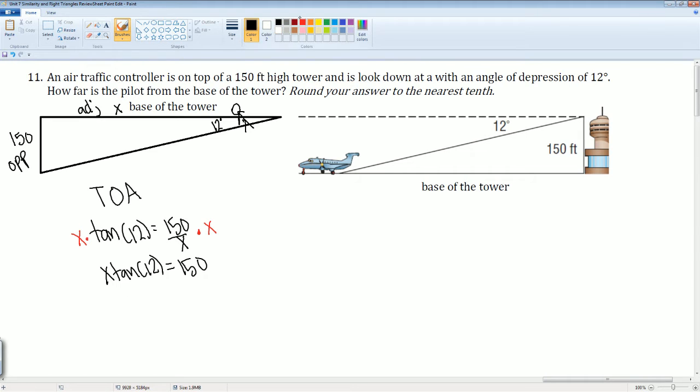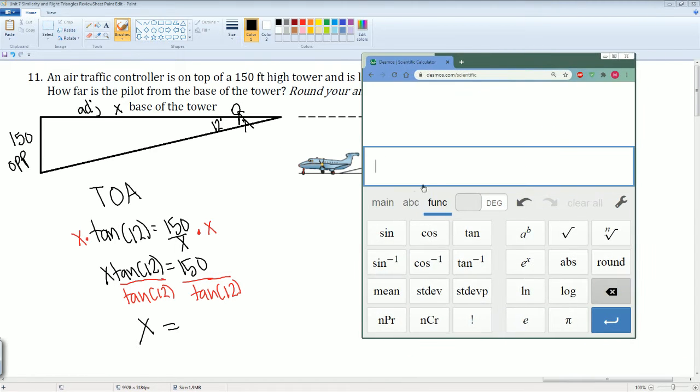Now you're going to divide by tan 12 to both sides, because that's how we get rid of it. Why? Because tan 12 divided by tan 12 just becomes 1. That's why. So what you have left over on the left hand side is just X, which is equal to 150 divided by tan 12.